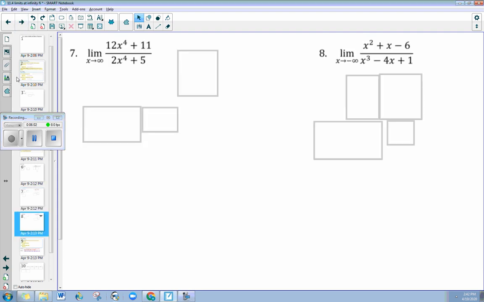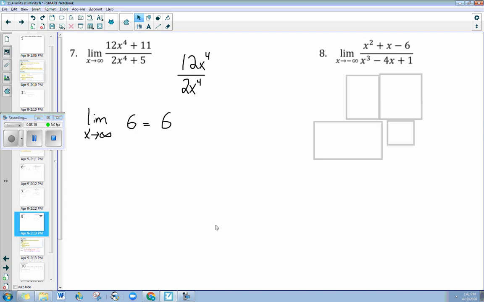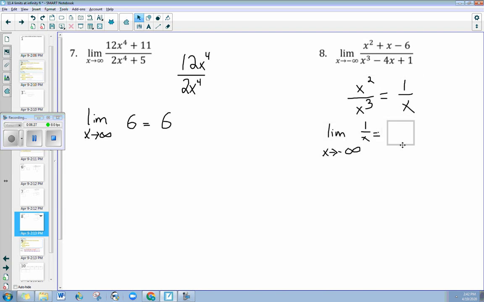Continuing. One more set. You can try it on your own since we've done this before. And unveiling, 12x to the fourth over 2x to the fourth. The x to the fourth cancels. 12 over 2 is 6. So our answer is 6. x squared over x cubed: denominator wins. We're going to go to 0. In comparison, it'd be the same as 1 over x, which is 0.